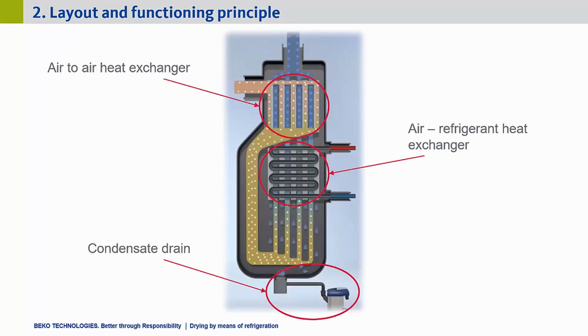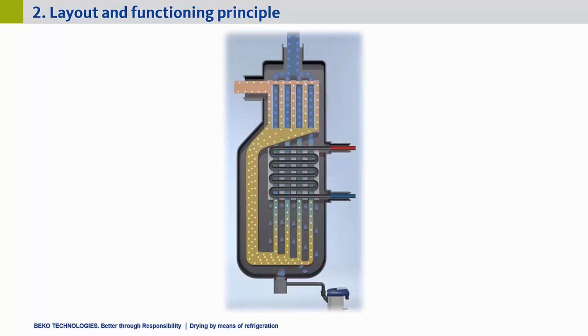So how does the compressed air become dry? It is important to know that the warmer the air is, the more water it can carry in the form of water vapor in this case. Of course, the same applies the other way around. The colder the air is, the less water vapor it can carry. The refrigeration dryer just makes use of this principle. So how exactly is what we will find out on the next slides.